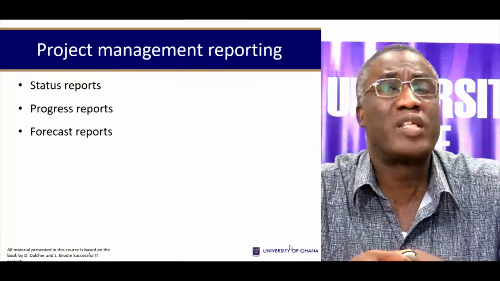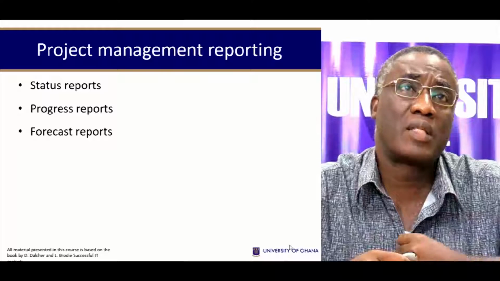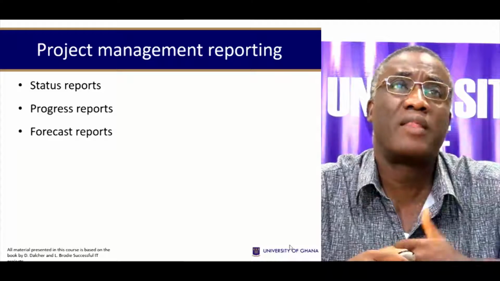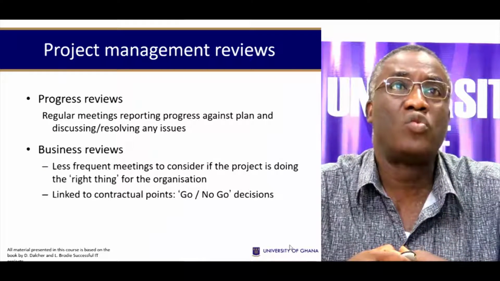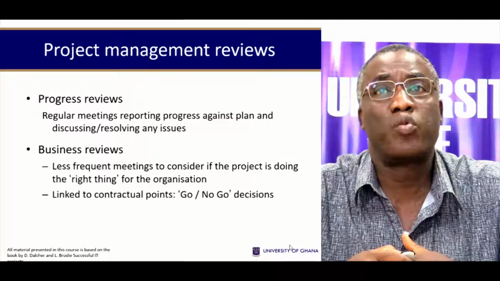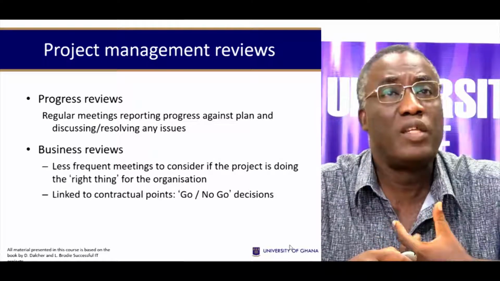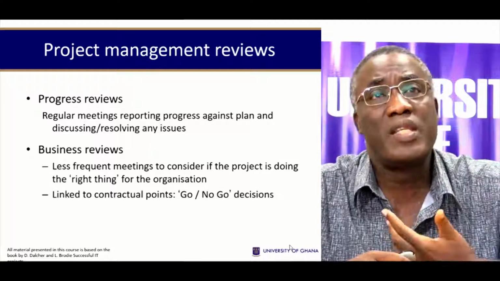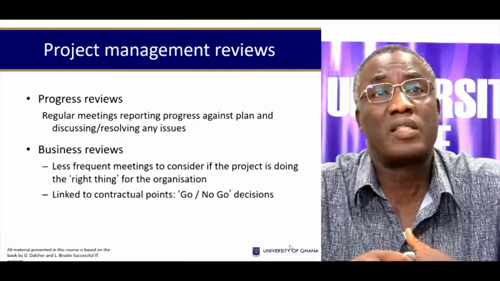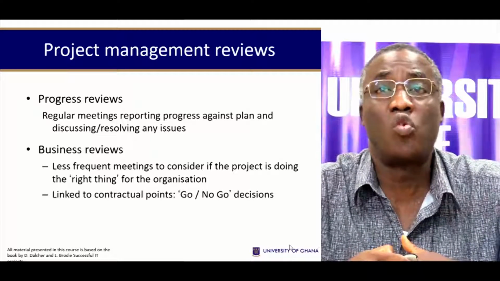How do you report project management, or project management reporting? There are a number of things. There are status reports, progress reports, and forecast reports. What are these? Reviews that you need to do. There are progress reviews, which include regular meetings that report on the progress against the plan. And there will be discussions to resolve any issues. There will also be business reviews, which are less frequent meetings to consider if the project is doing the right thing for the organization. Normally, the business reviews are linked to contractual points, whether to go or not to go decisions.